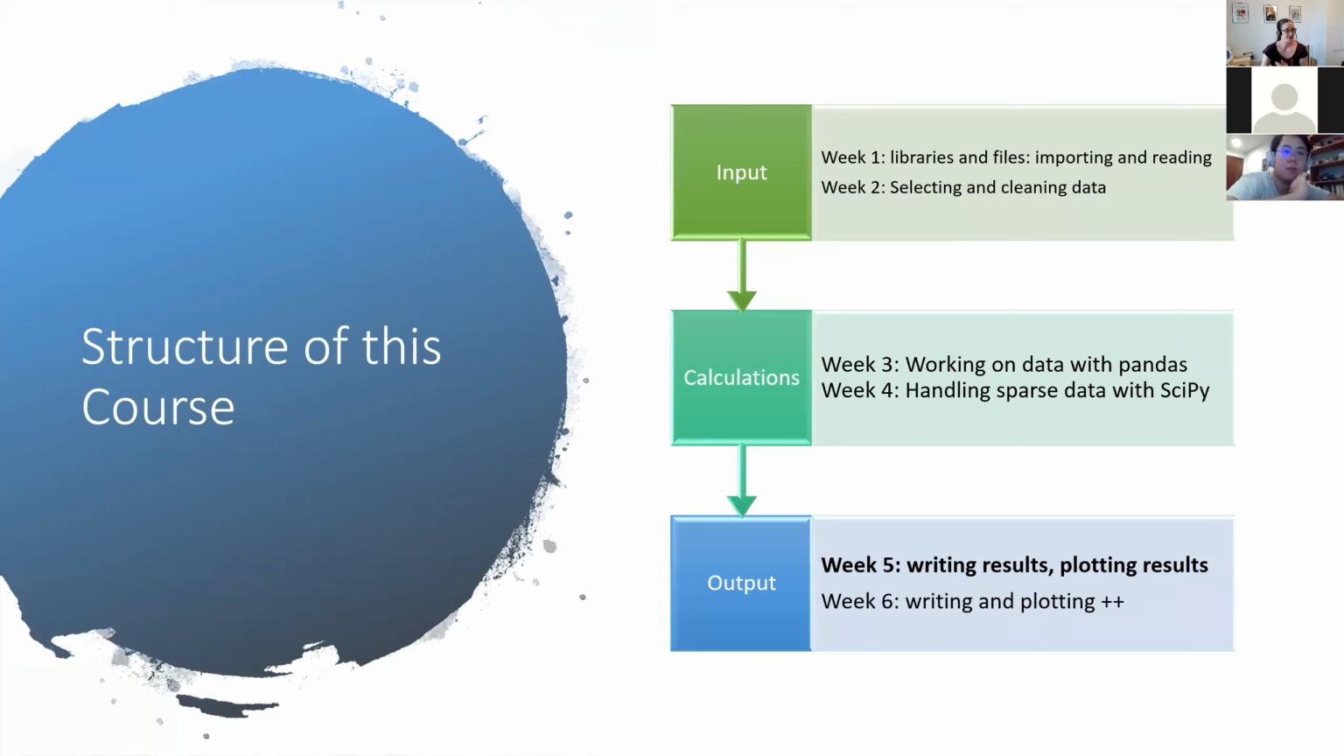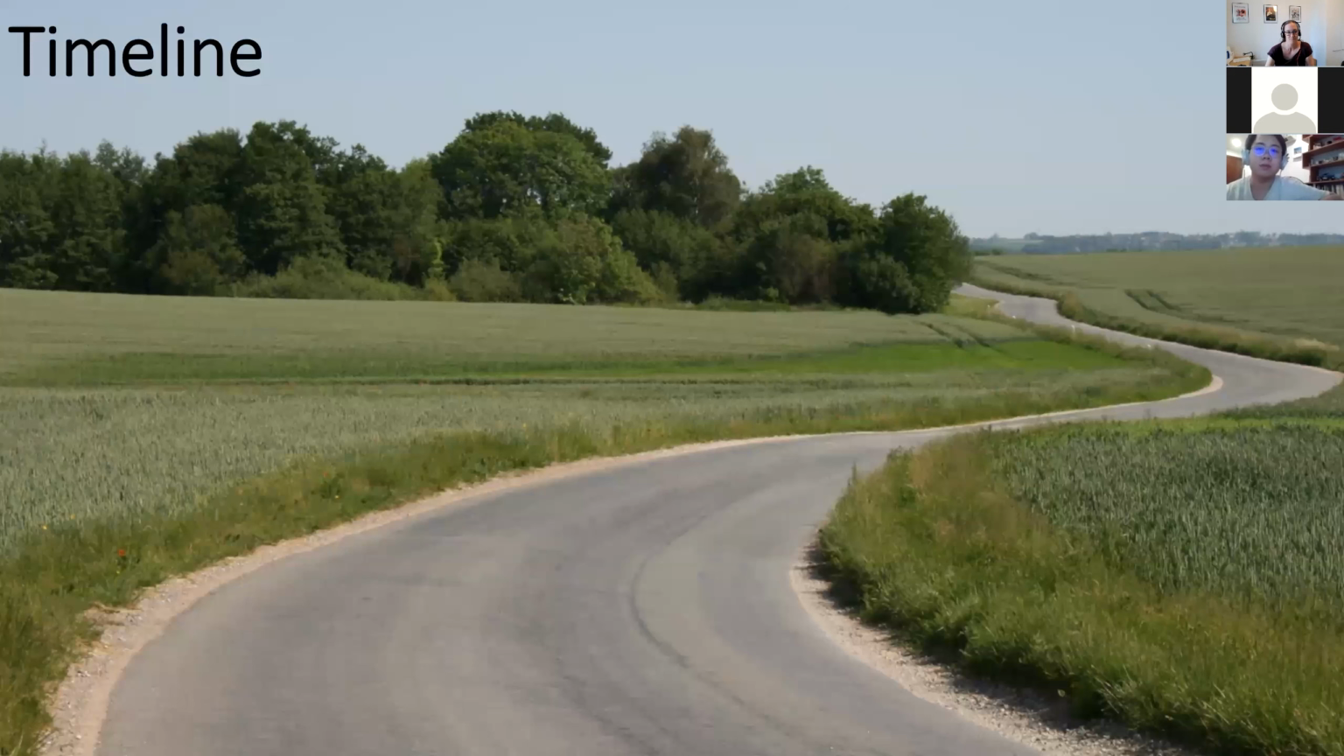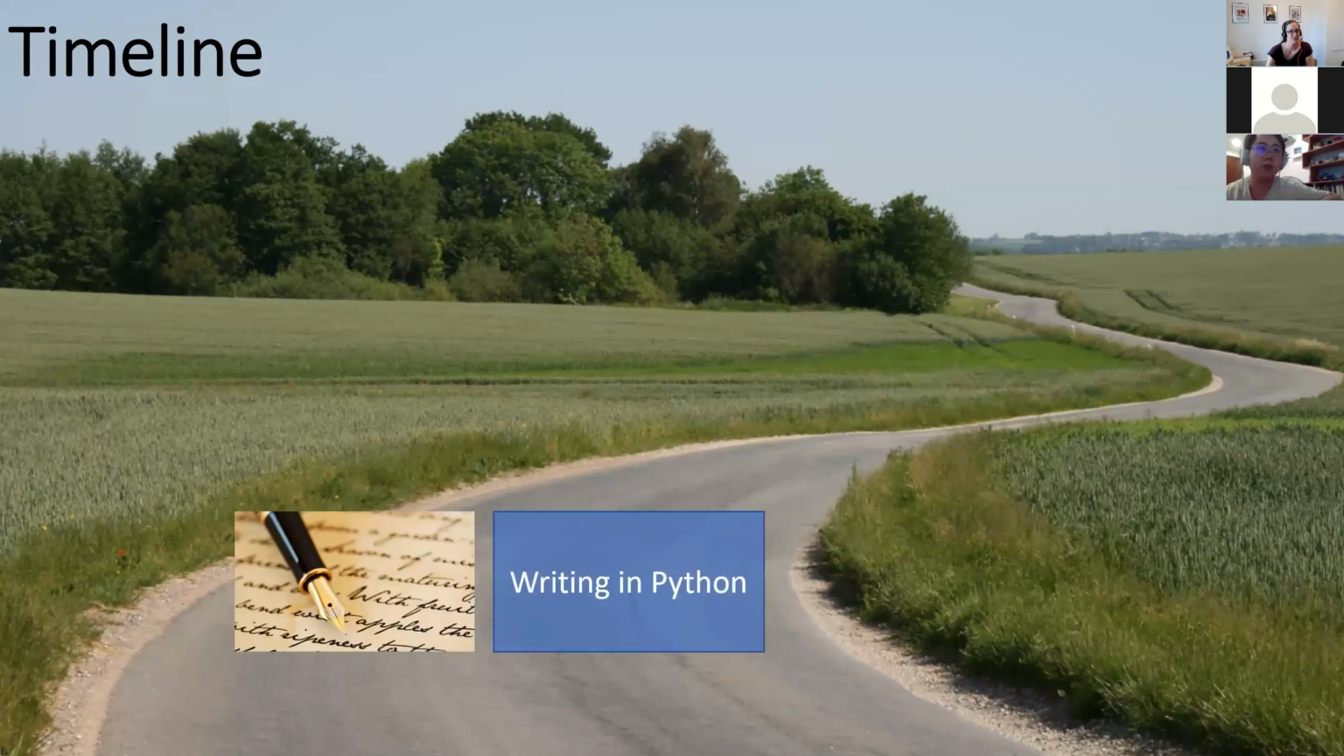So this is just, again, the overview. We're now in the very last chapter about output. Today we will look a bit at plotting. The structure: we first look at how to write something with Python.